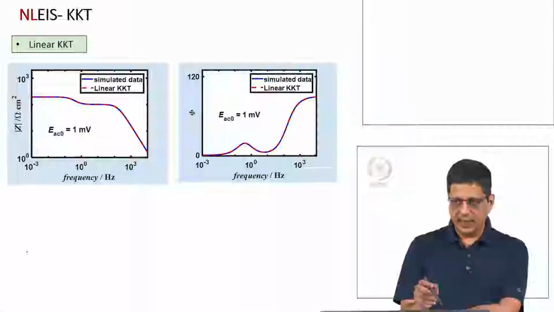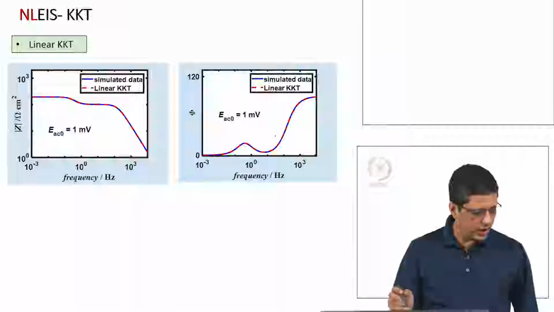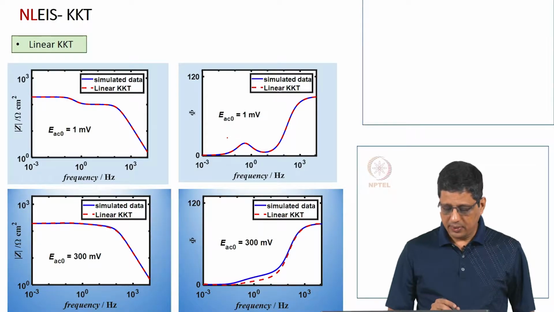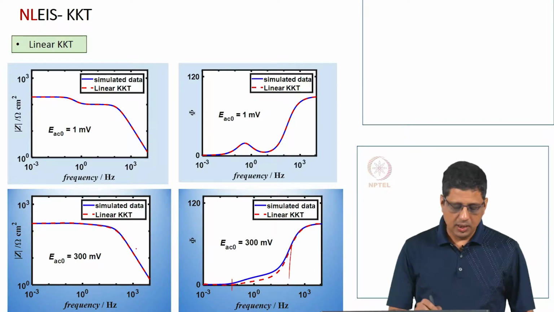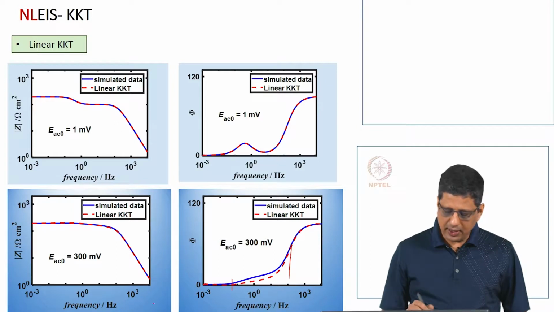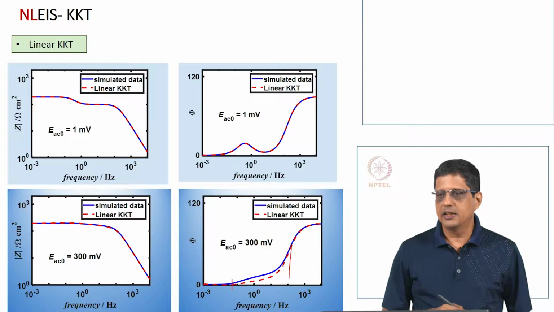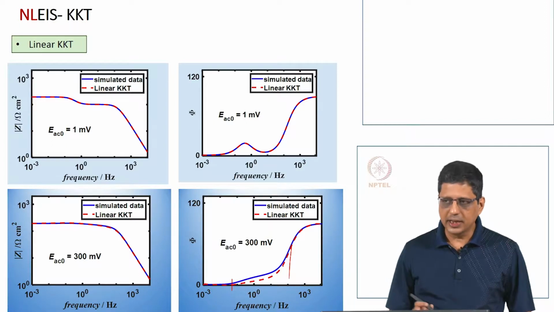When you use the linear KKT software and compare the transform data and the original data, they overlap very well for 1 millivolt data, and at 300 millivolt there is a difference, especially at the mid frequencies. The magnitude appears to overlap very well, the phase is different, which basically tells you that there is a difference between the original data and the transform data. So, it is not KKT compliant.